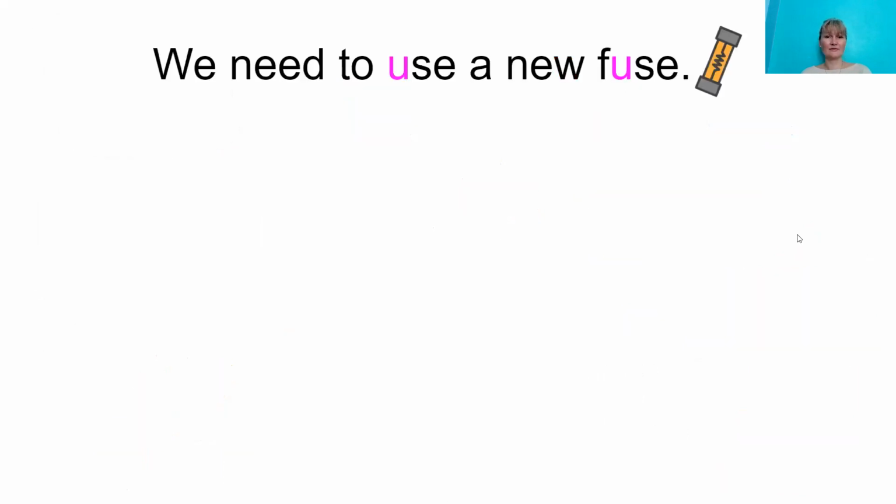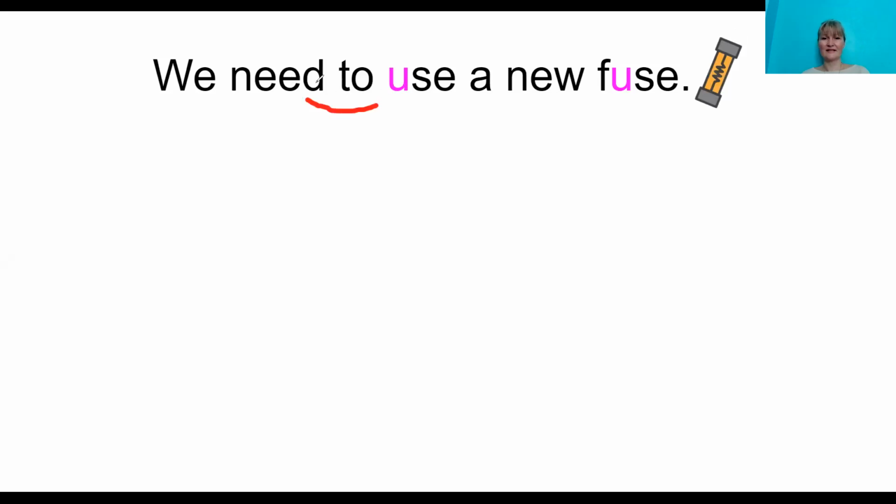Now let's read some examples. And as always, you guys try first. We need to use a new fuse. All right, and notice how we have blending here. Let me use my drawing tool here. We need. Basically, they blend together. So this is blended together. We need to use a new fuse.